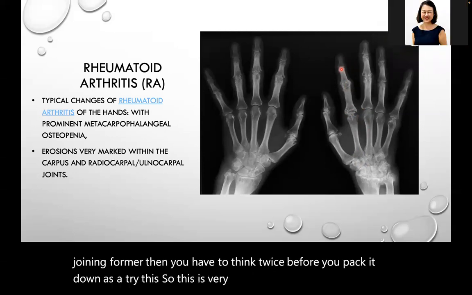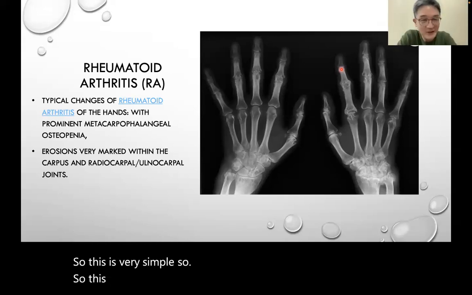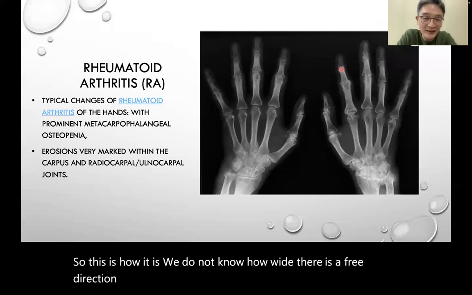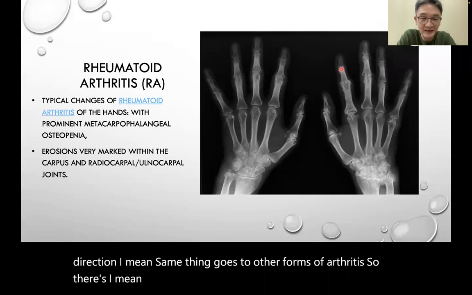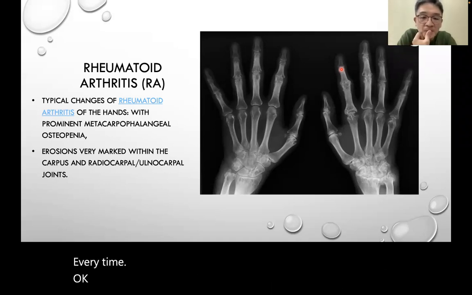Can I ask why? This is how it is. We do not know why there is a predilection. I mean, the same thing goes for other forms of arthritis. The pattern is that a certain type of arthritis will affect certain joints. And rheumatoid arthritis is definitely DIP joint exclusion, so-called. No involvement of the DIP joint. Oh, okay, so now we know it's rheumatoid arthritis.